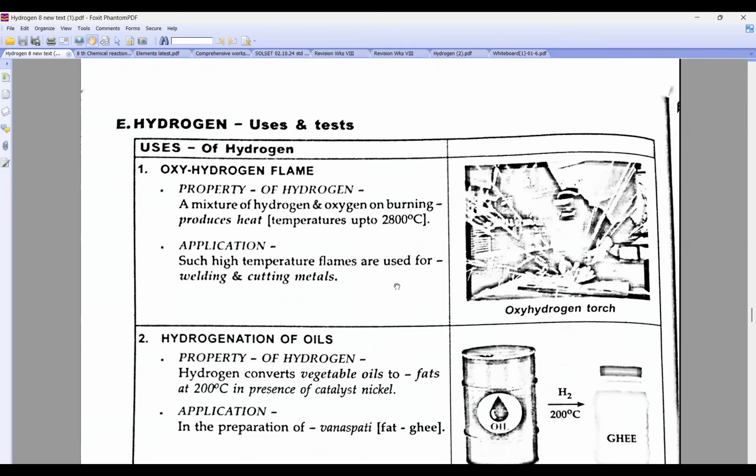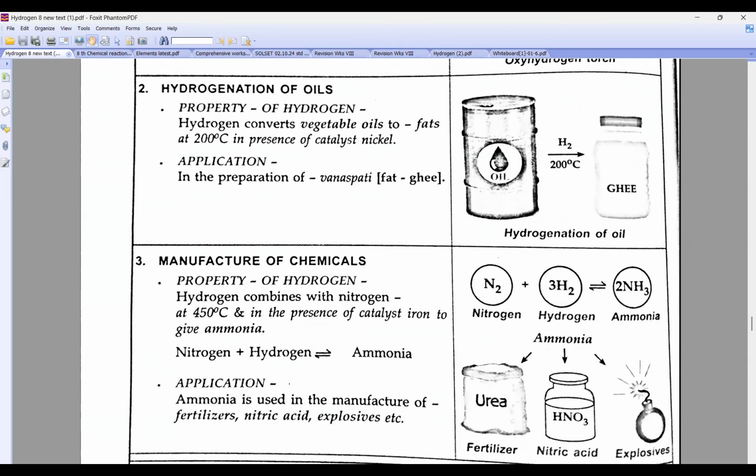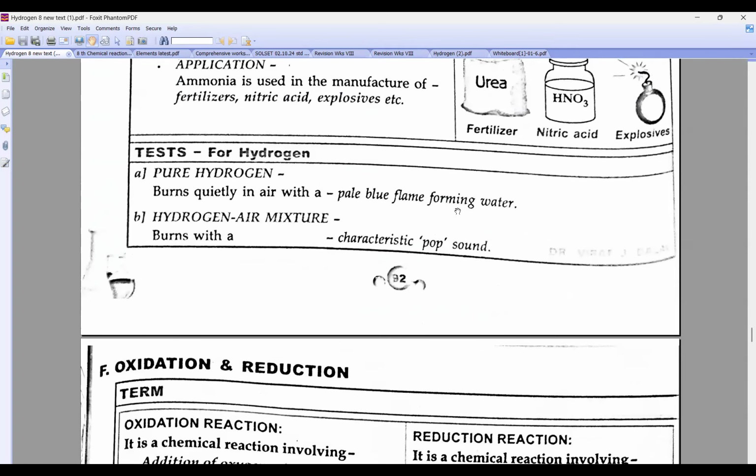Now they will ask you why hydrogen is used in welding. Because the hydrogen-air mixture is highly explosive and exothermic. It produces a temperature of 2800 degrees, which is sufficient for welding and cutting metals. This we have studied. It is used to prepare vanaspati ghee and to prepare ammonia. Clear? Pure hydrogen burns with a pale blue flame. Hydrogen-air mixture burns with a characteristic pop sound.